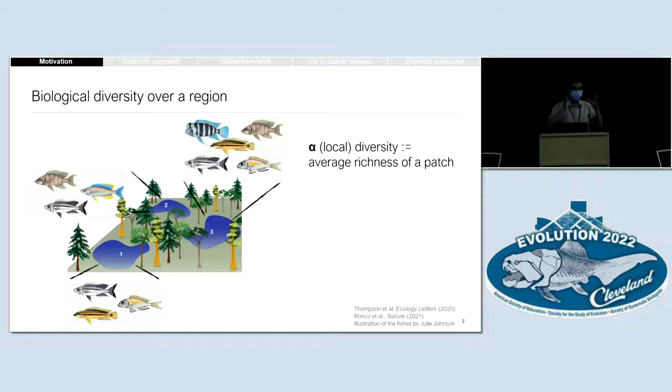One way to do it is to zoom really close in and only look at the local diversity, also known as alpha diversity, which simply measures how many species a patch would have on average. So in this case, it's going to be simply 3 plus 3 plus 5 over 3. So the local diversity here is going to be around 3.6.